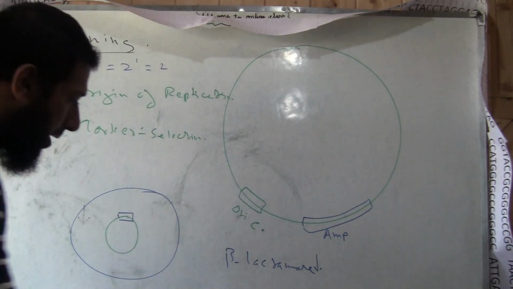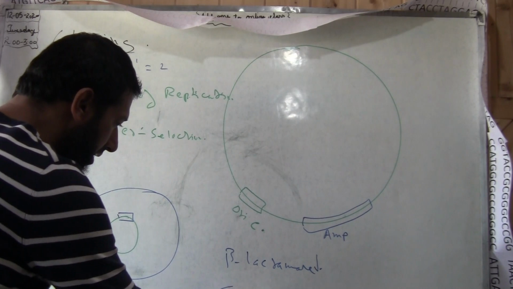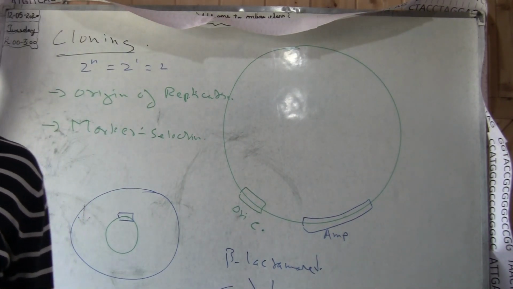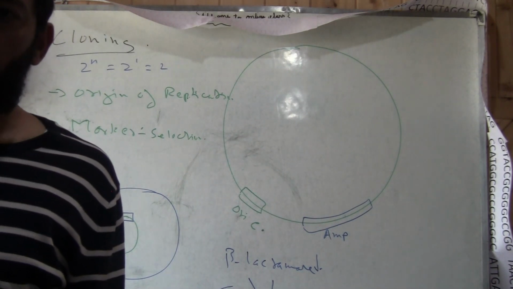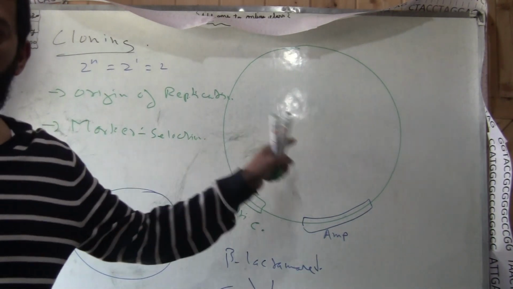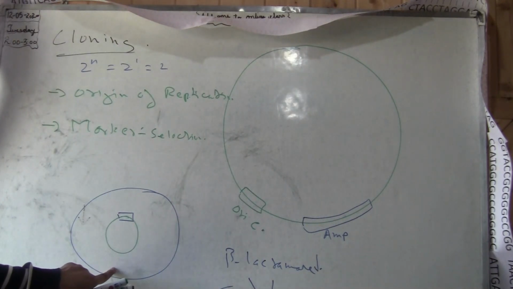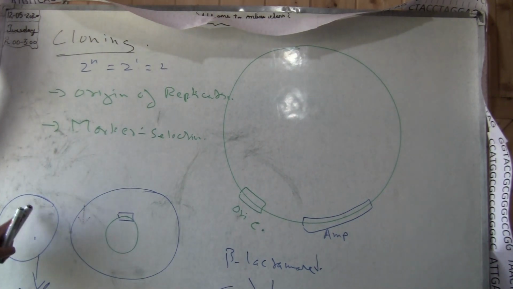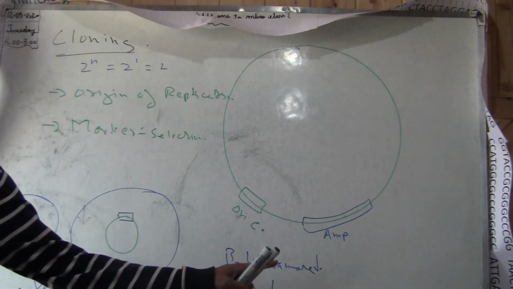This beta lactamase has a property that it breaks the beta lactam ring of ampicillin and renders it inactive. So now if somehow this plasmid goes into an E. coli cell, initially this E. coli cell does not have this plasmid. If you grow this E. coli cell on a medium containing ampicillin, this cell will not be able to grow, so you will see no colonies because this bacteria is not resistant to ampicillin.